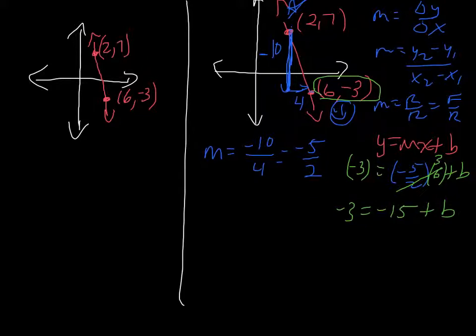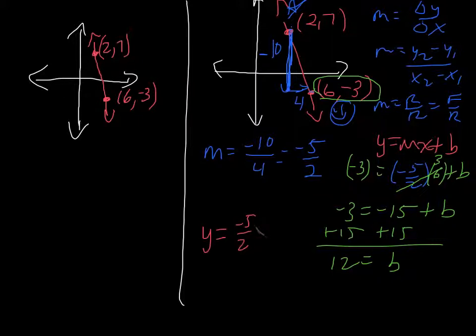Add 15 to both sides. 12 is equal to b. And you can see that that would be quite far off of my graph, which is one nice reason to know how to do these without having to read the graph. So my equation then becomes y equals negative 5 halves x plus 12. And that is my final answer.